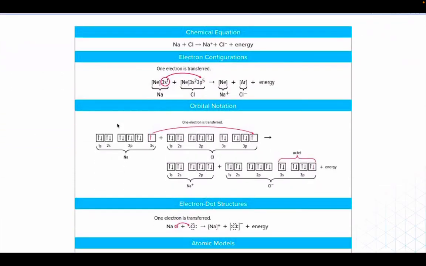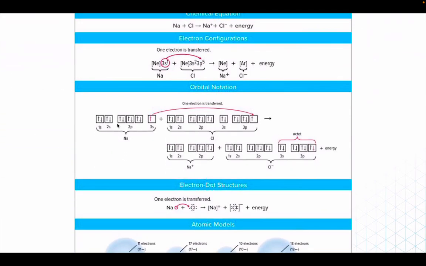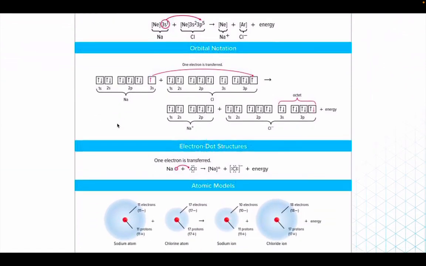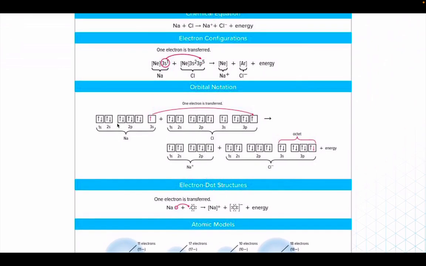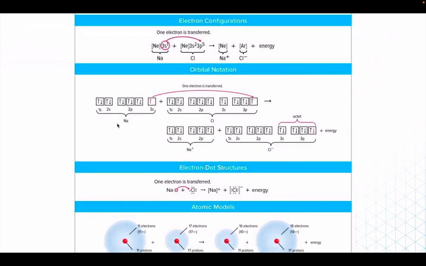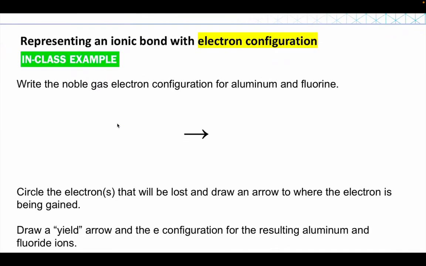There are different ways to model ionic compounds, and this is in your textbook. I'm going to show you most of these, not all of them. I'll just work them through and show you. The first way of showing an ionic bond is with electron configuration. If I were going to show aluminum, it would be 1s2, 2s2, 2p6, 3s2, 3p1.